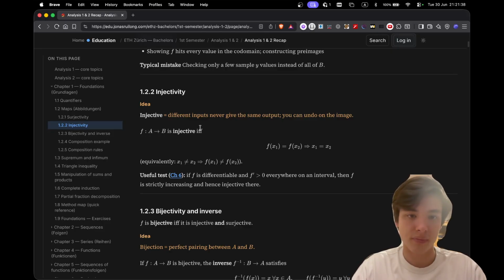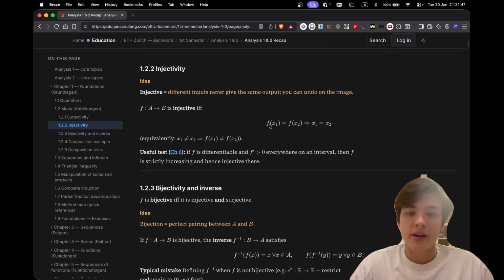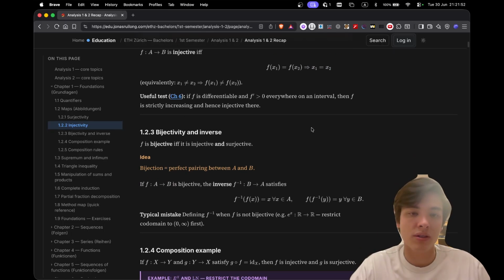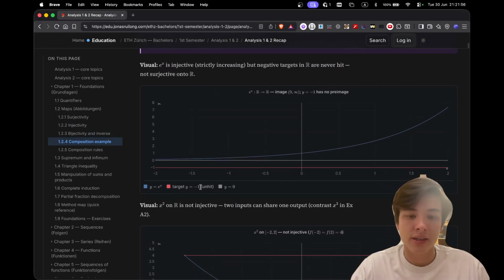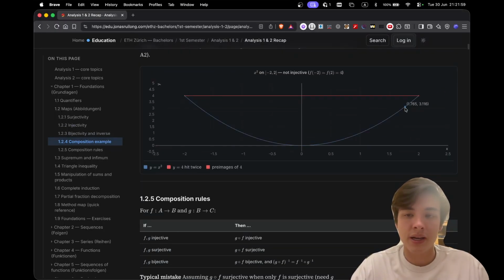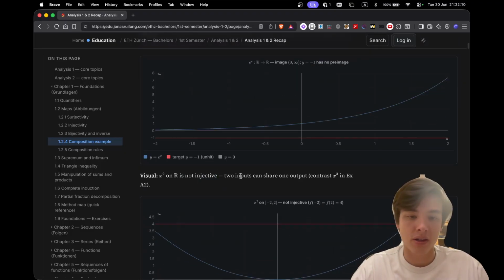Injectivity: different inputs never give the same output. So you can undo on the image. This means if they have the same value, then the x must be equal. Here we can see this would not be the case, because for example, y equals 2 has an x here and an x here. So this would not be injective.